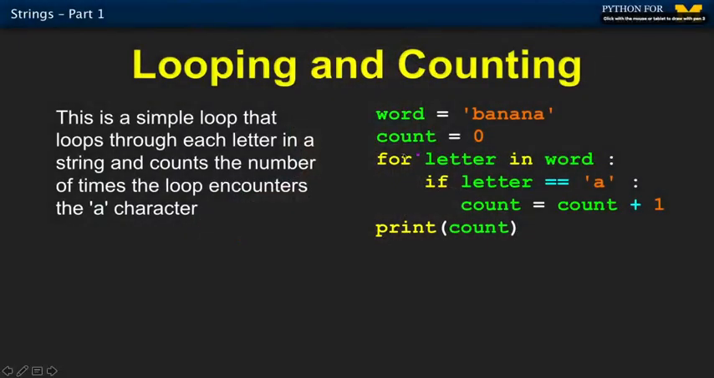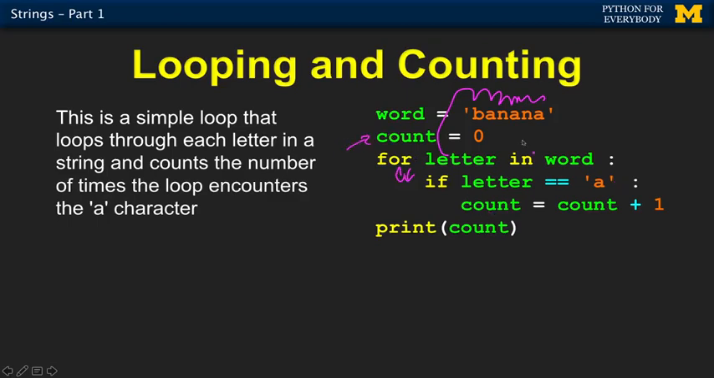So we can go back to the iteration chapter and think of all the things that we did, whether it was looking for the largest, looking for the smallest, or seeing if something's there. What this is going to do is a simple loop that goes through and sees how many A's are in a word. Now we happen to know by looking at it, but it gives you this sense of iteration. So letter is going to take on B, A, N, A, N, A, and it's going to run this code 6 times. And if the letter is an A, we do count equals count plus 1.